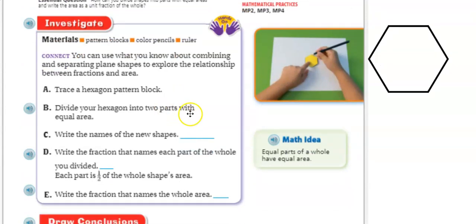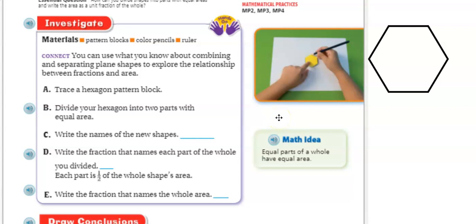All right, so we're going to investigate. First thing, we have our pattern blocks, colored pencils, and a ruler. We are not in class, so we do not have our pattern blocks in front of us, but I did make a hexagon right over here, and I'm going to try to demonstrate this on the computer. Bear with me because you know technology is a little iffy. We're all kind of duct taping our technology together, and some days it works and some days it doesn't. So just bear with me.